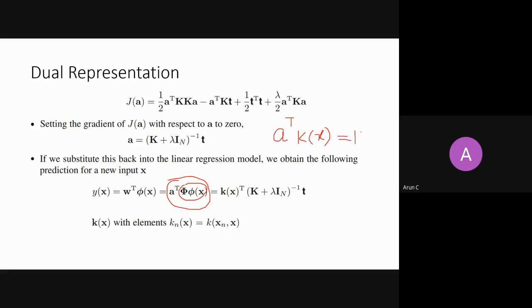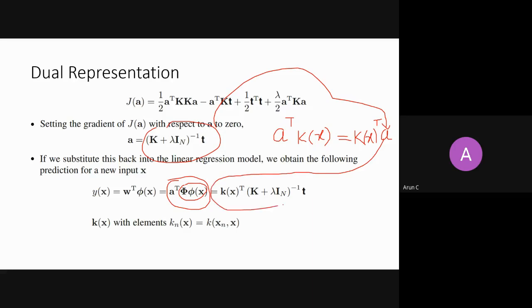So you can rewrite it this way: k x transpose into a, right? And now you plug this a here, which is nothing but this one, right? So this is your prediction.